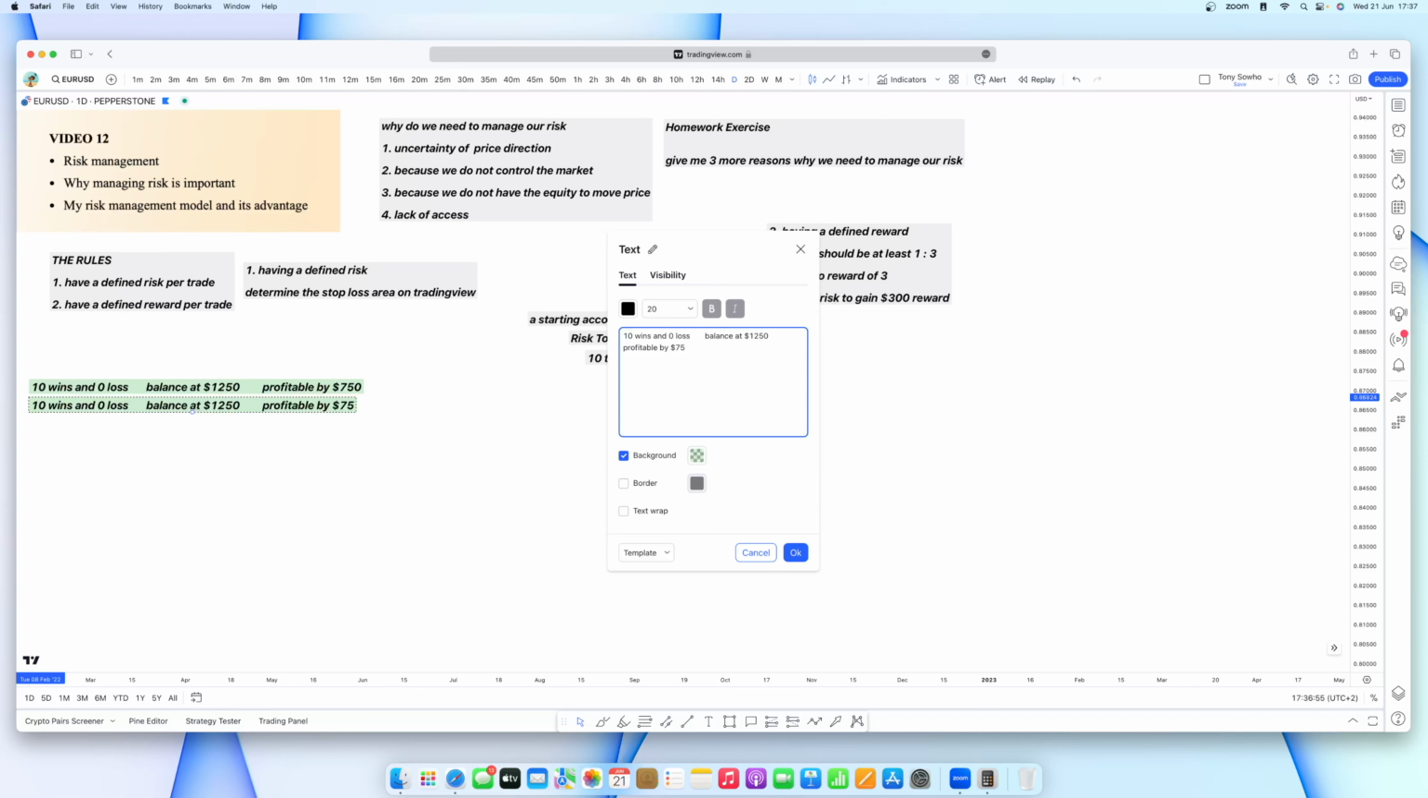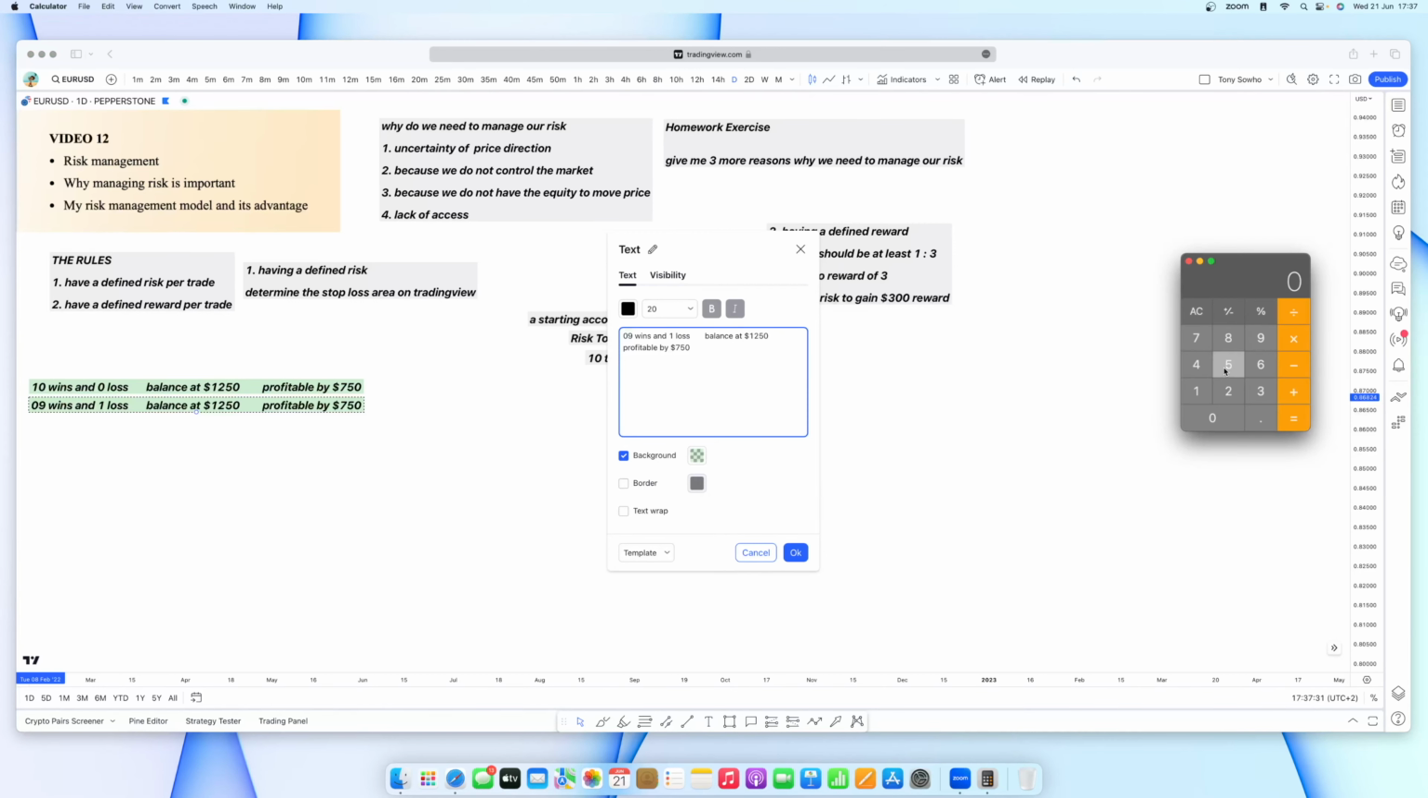Oh, sorry, 750. So what happens if you have 9 wins? Okay, and you lost 1 trade. What happened now? If we have 9 wins and we lost 1 trade, remember that every trade is $25 per trade. So if you lost the first trade, your account is down to, no, I'm sorry, 475 rather. If you have a $500 balance and you lost 25, you have a $475 balance.